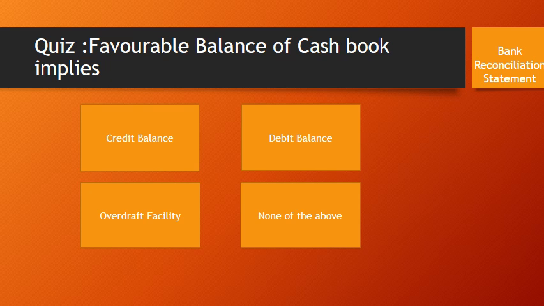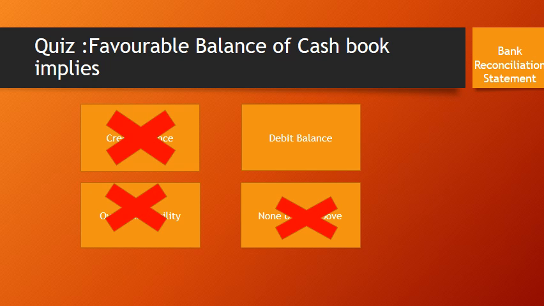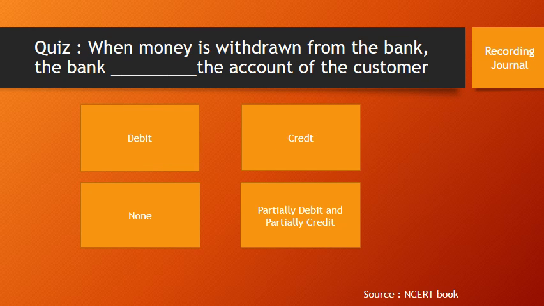Okay, favorable balance of cash book implies debit balance. This we discussed many times in the previous slides. Whenever there is a debit balance, we call it a favorable balance in the bank book or cash book. When money is withdrawn from the bank, they debit the account of the customer. Don't think from the business perspective, you have to think from the bank side. When any amount is withdrawn from the bank, they will debit the customer account.